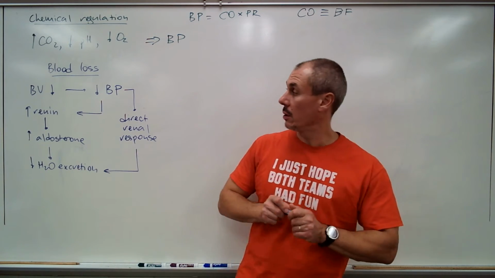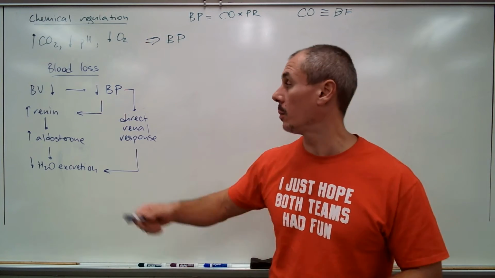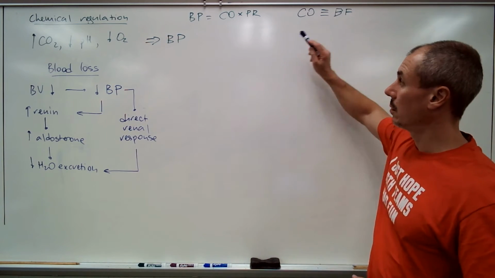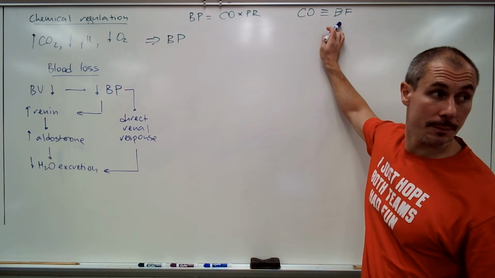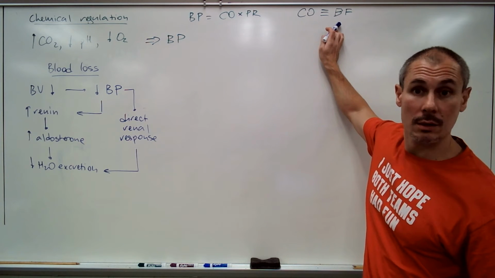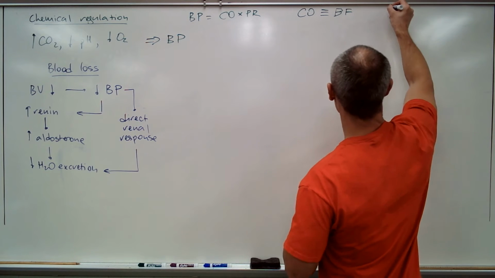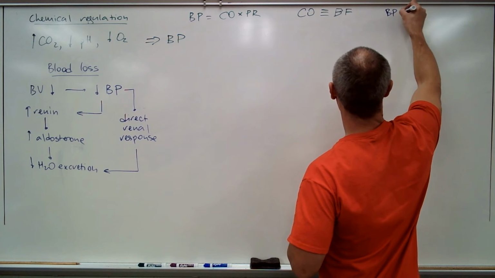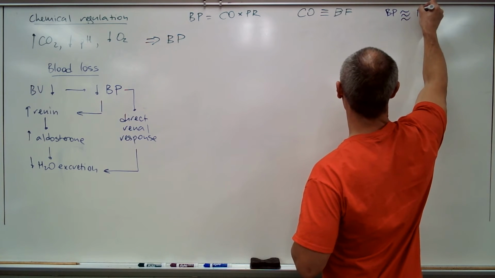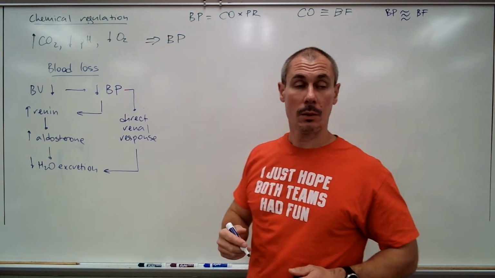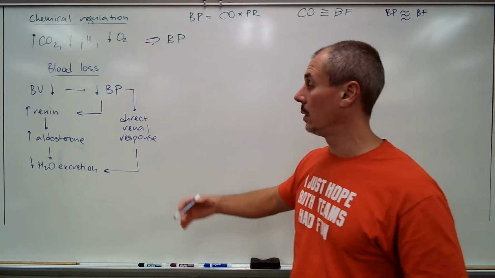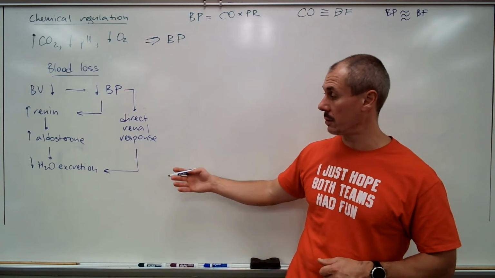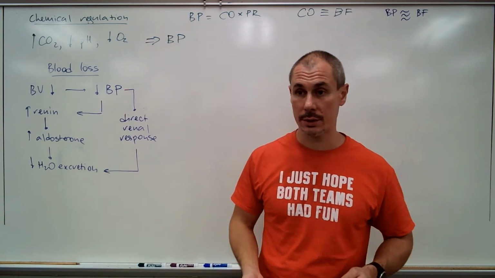So think of it this way. Lower blood pressure results in lower blood flow through the kidneys. You can say that blood pressure is proportional to blood flow. That makes sense. So low blood pressure, lower blood flow. Lower blood flow, less urine is generated. Less urine is generated basically means lower water excretion.